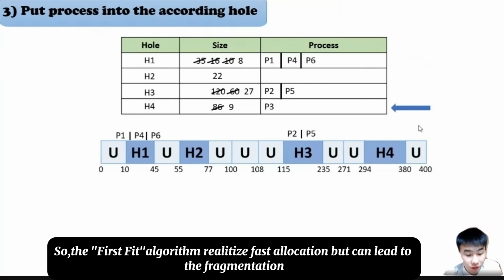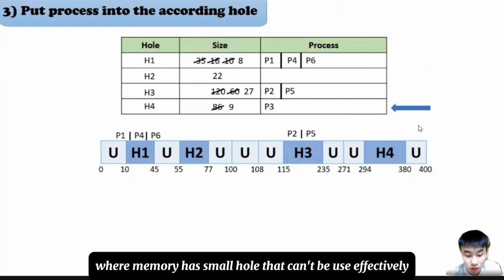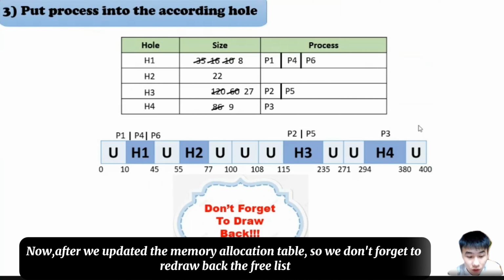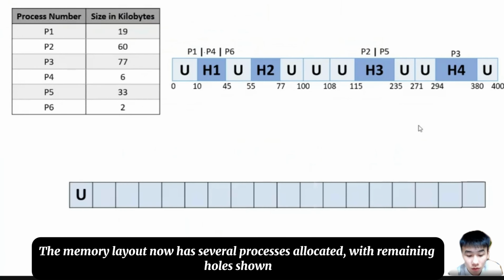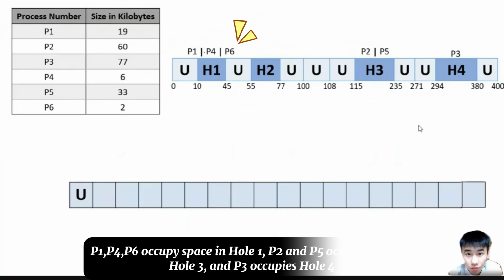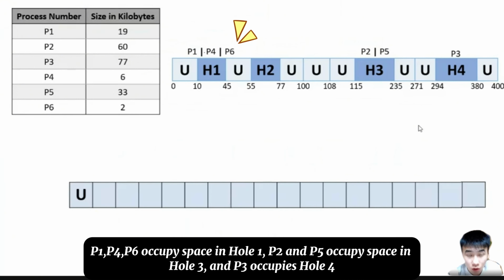So the first-fit algorithm prioritizes fast allocation but can lead to fragmentation, where memory has small holes that cannot be used effectively. Now, after we update the memory allocation table, don't forget to redraw the memory layout. The memory layout now has several processes allocated with remaining holes. So P1, P4, and P6 occupy space in hole 1, P2 and P5 occupy space in hole 3, and P3 occupies hole 4.